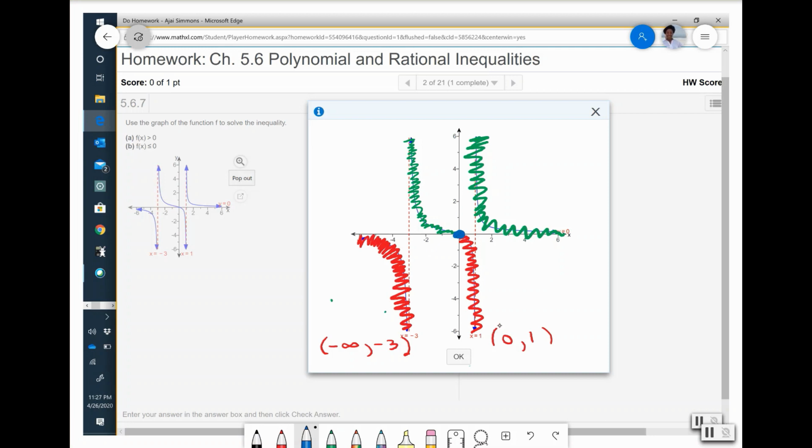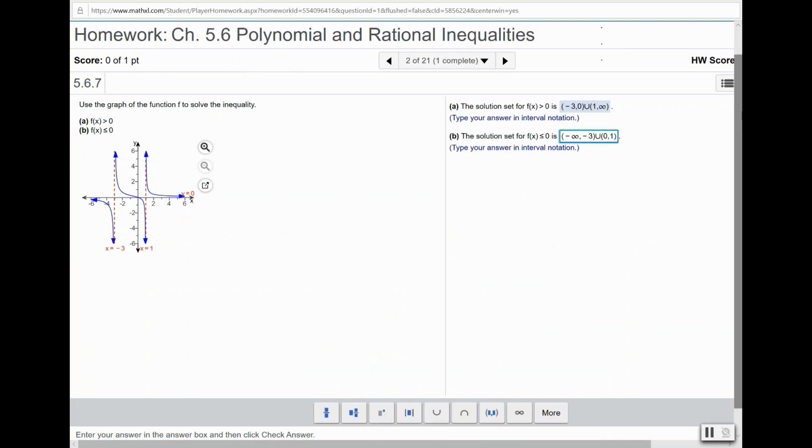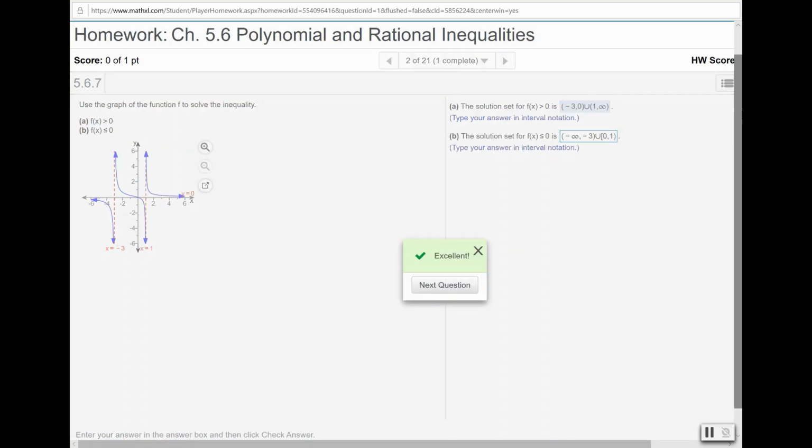So this, instead of it being a parenthesis, it should have been a bracket. Now, it still will be a parenthesis with the 1 because the 1 is the asymptote. So, made an error on that. So, let me go back here and put bracket. And then that should fix it. Yes, excellent.